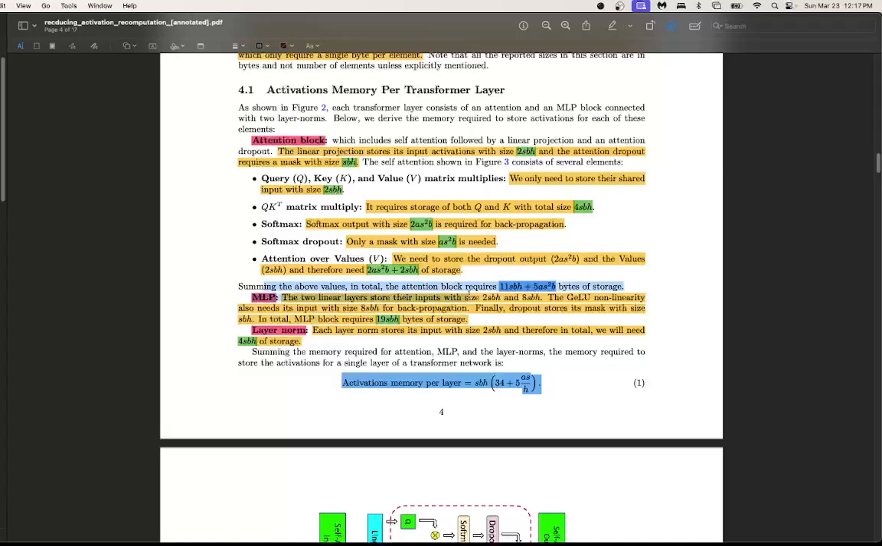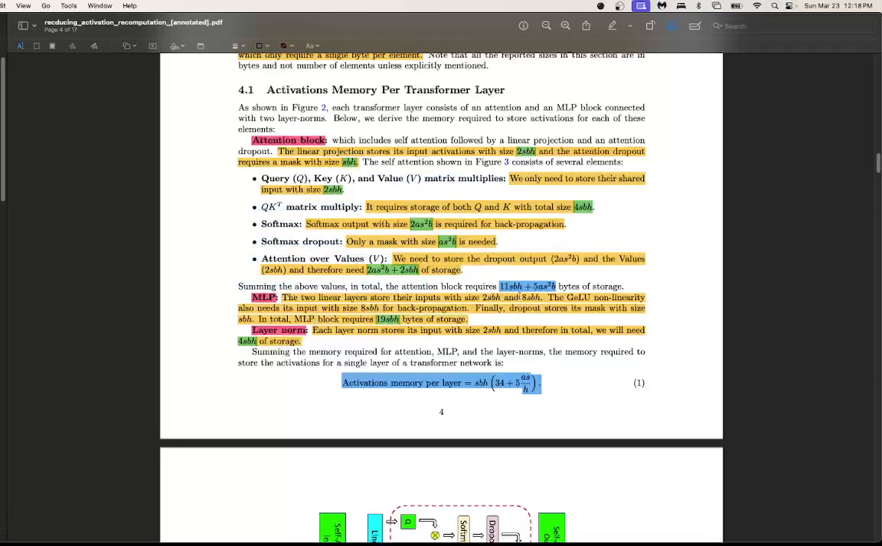Then after the attention block, we have the MLP, which remember is projecting from the embedding dimension to 4 times the hidden dimension, and then back from 4 times the hidden dimension to the hidden dimension. So it just projects up, does a Gelu, and then projects back down to the original dimension, right? So 2 SBH, that's the original input coming out of the attention layer, right?